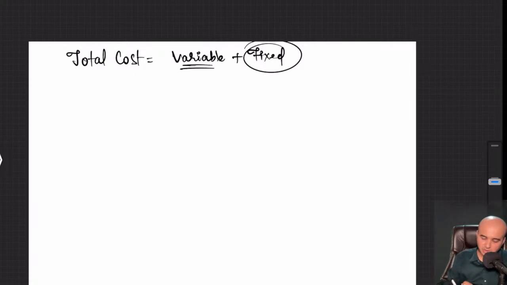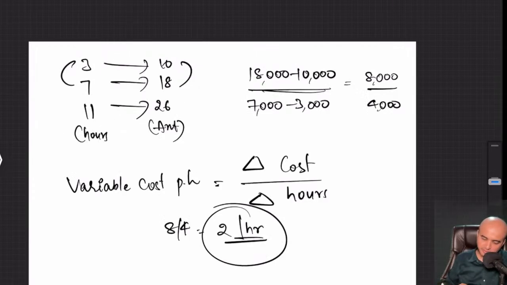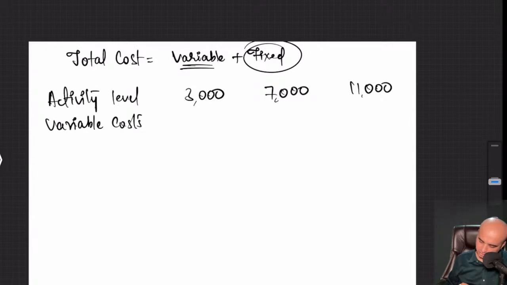Let us see how. First of all, let me write down the activity levels. Which are the activity levels at which they wish to produce? 3,000, 7 and 11, right? Yeah. 3,000, 7,000 and 11,000. And what are the variable costs at those levels? That we have to find out, no? There is only budgeted overhead. We found out just now. How much was that? 2 per hour. So these are the hours.